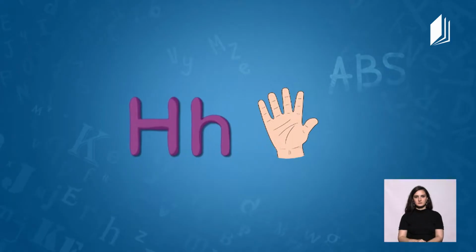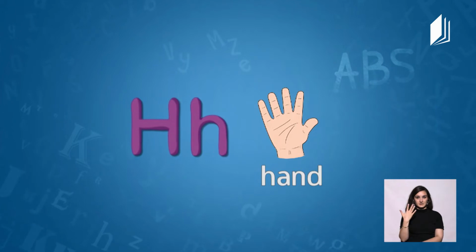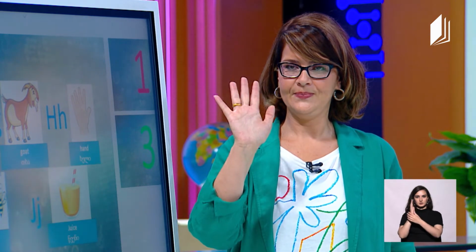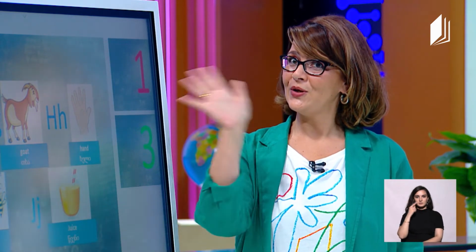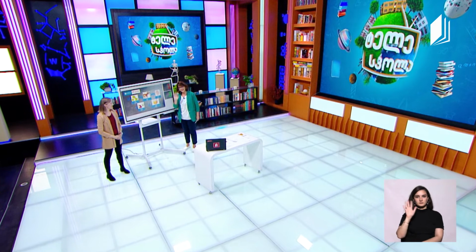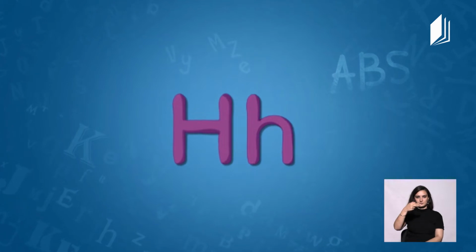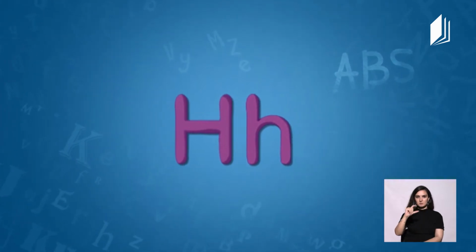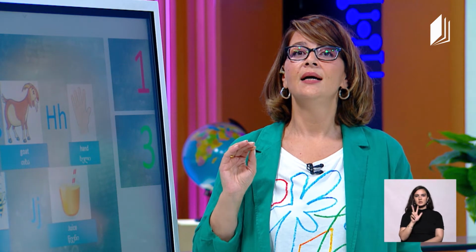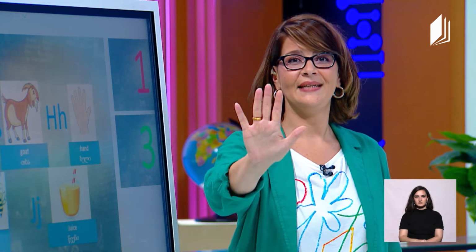What is it? Oh, I know. It's a hand. Hand. And when we say hello, we wave our hand. And when we say goodbye, we also wave our hand. And the first letter for this word is H. Capital H, small h. But in the word, we pronounce this letter as h, hand. Just soft hand. Good.